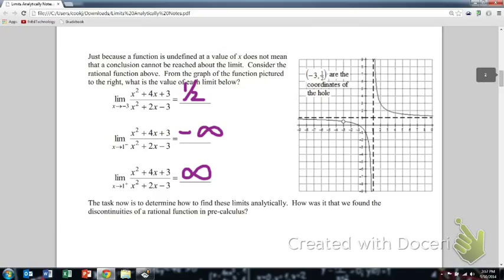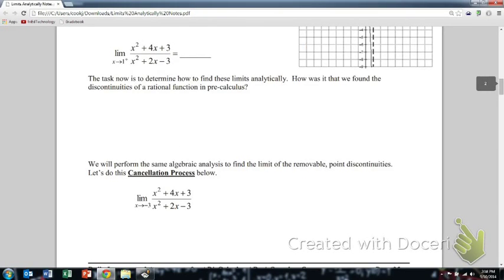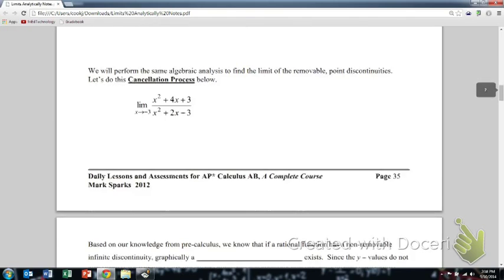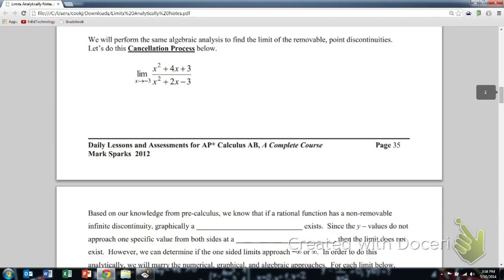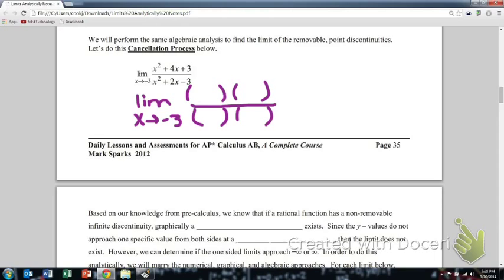So we're going to think back to when we did rational functions in pre-cal and how we found discontinuities of a rational function in pre-cal. And what we started off with was we factored. When we had a rational function, we factored the top and the bottom. So I'm going to rewrite this in factored form. Yes, factoring. You got to know how to do it. I always say calculus isn't hard. The algebra in calculus is what's hard.